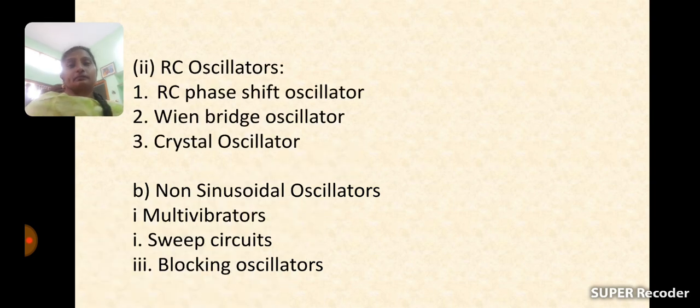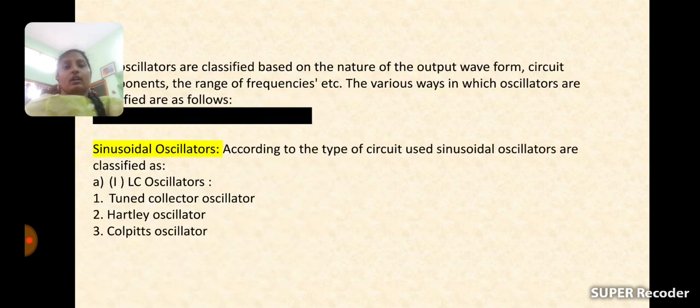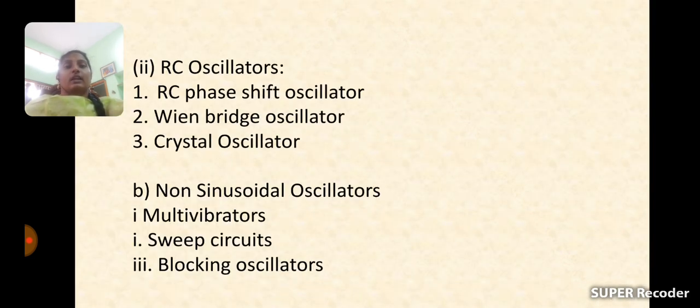The next one is the RC phase shift oscillator. Sinusoidal oscillators are again classified into 3 types: LC oscillator, tuned collector oscillator, Hartley oscillator, Colpitts oscillator, as well as RC oscillators. Here sinusoidal are of 2 types, one is LC, the other is RC. In LC, Colpitts, Hartley and tuned oscillators are there, but in RC oscillators, the RC phase shift oscillator is there, the Wien-Bridge oscillator is there, and the crystal oscillator is there.